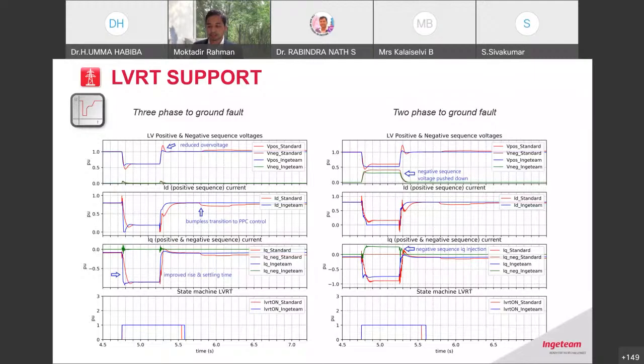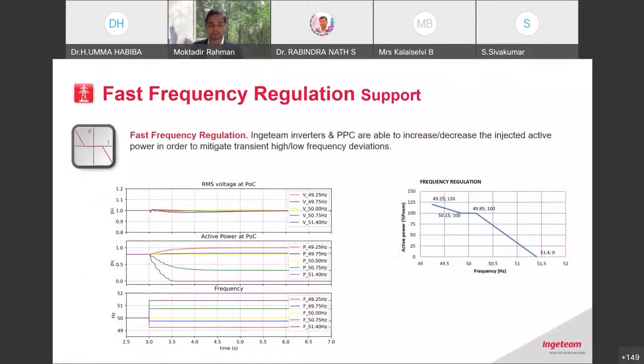If you inject negative sequence current, then that means your positive sequence current will be reduced. So there will be another economic loss, but this current injection is a very short period of time, let's say within a couple of 100 milliseconds. So the impact would be minimum.